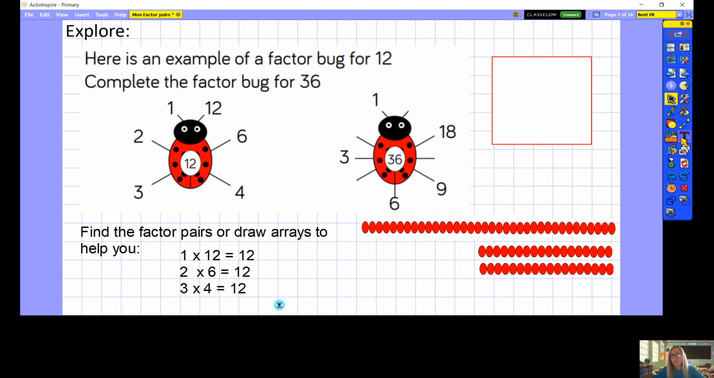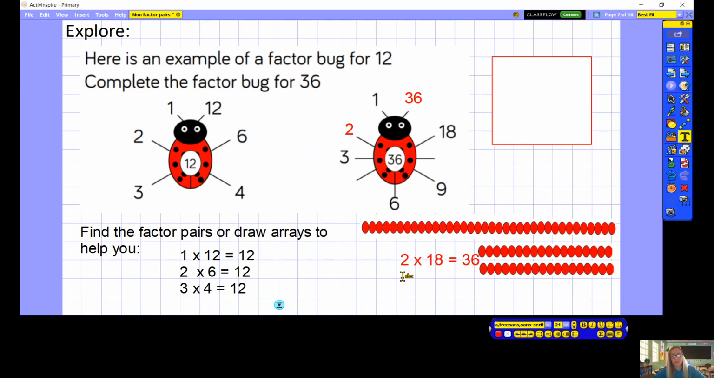for 36? So 1 times something equals 36. So 1 times 36 equals 36. Next, we could think about 2 times something. So I've drawn an array here to help you. So 2 times 18 equals, so 2 is the next factor of 36. So 2 times 18 equals 36.